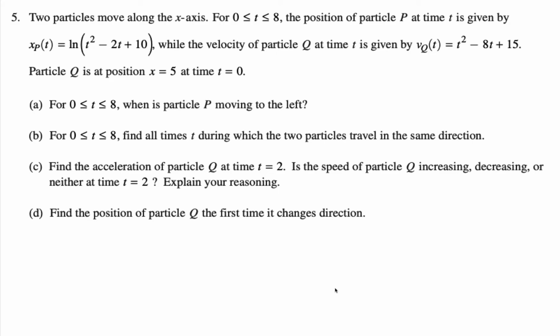Let us look at 2017 number 5. Two particles move along the x-axis, from 0 through 8. For the first one, the position for P is given to us this way. And then the velocity for the second particle Q is given this way. And particle Q is at position 5 when t is equal to 0. Alrighty, so let's try to look at this one together.